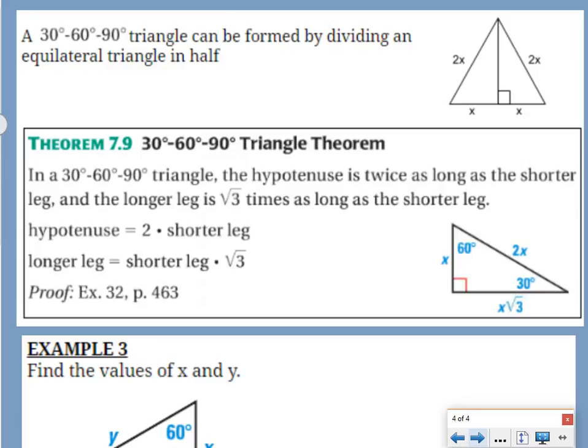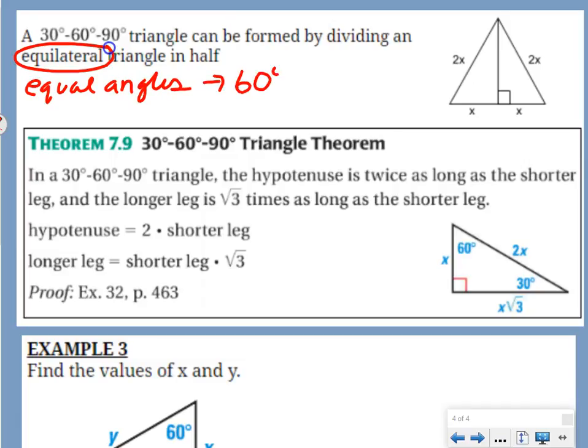Our second special triangle is a 30, 60, 90 triangle. And this triangle can be formed by dividing an equilateral triangle in half. So equilateral means equal angles, which means all the angles are 60 degrees, and congruent sides.